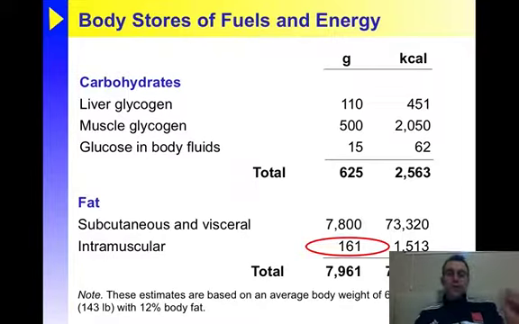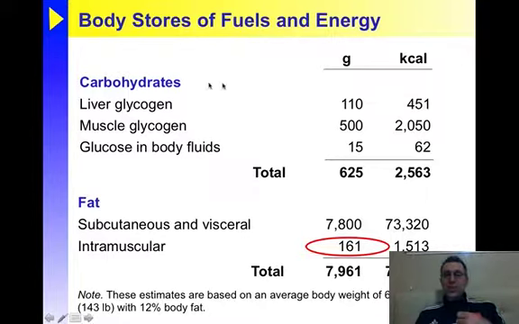And when we look at our two primary fuel sources, it is carbohydrates and fats. The body will use protein. It doesn't like to use protein. It likes to keep protein. But if we look at carbohydrates and fats, we can get an idea of how much energy we have stored in each of them.